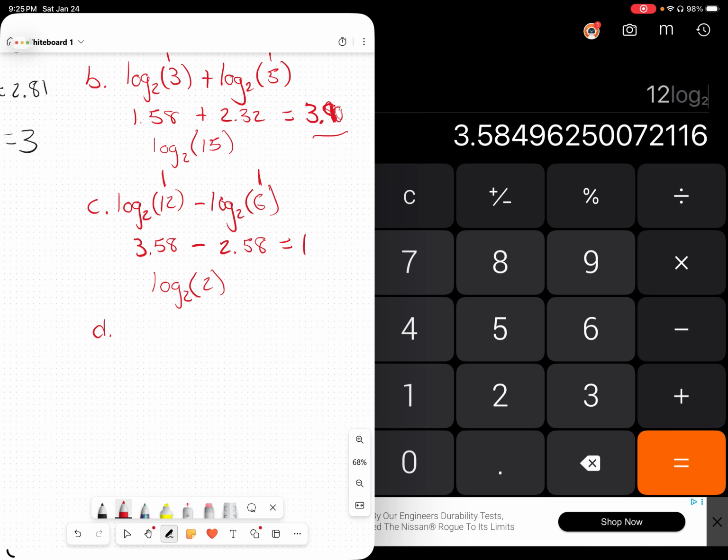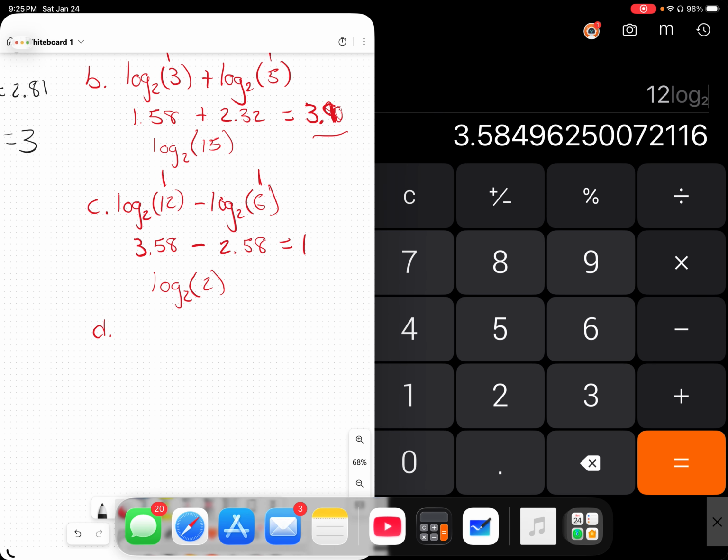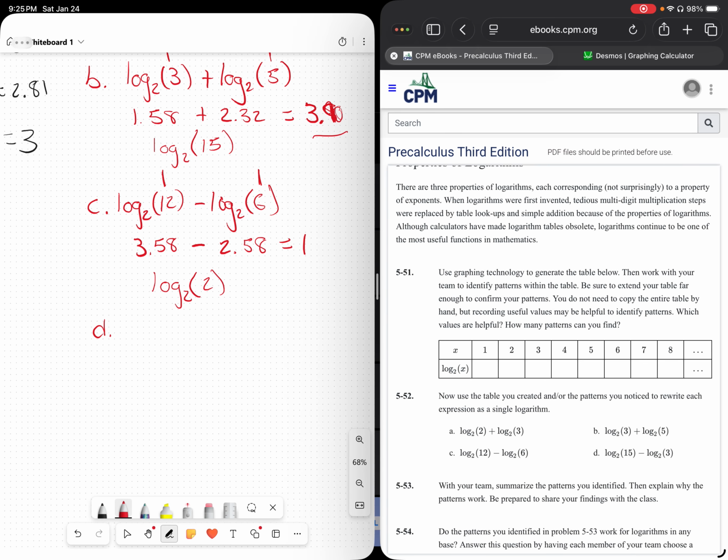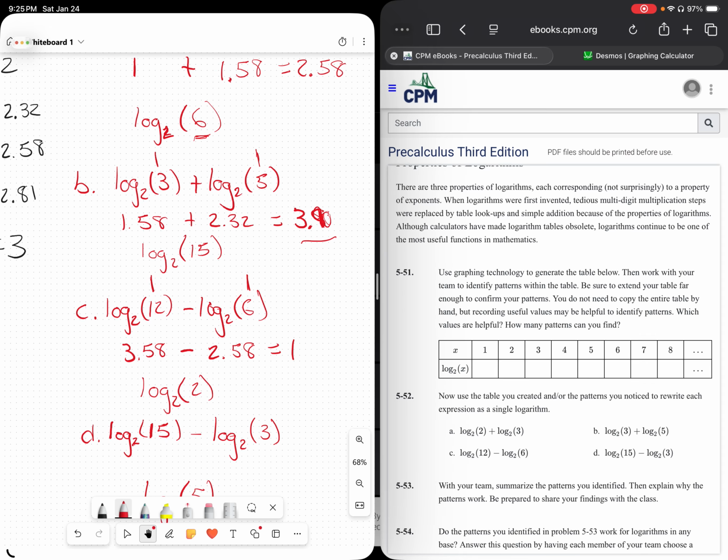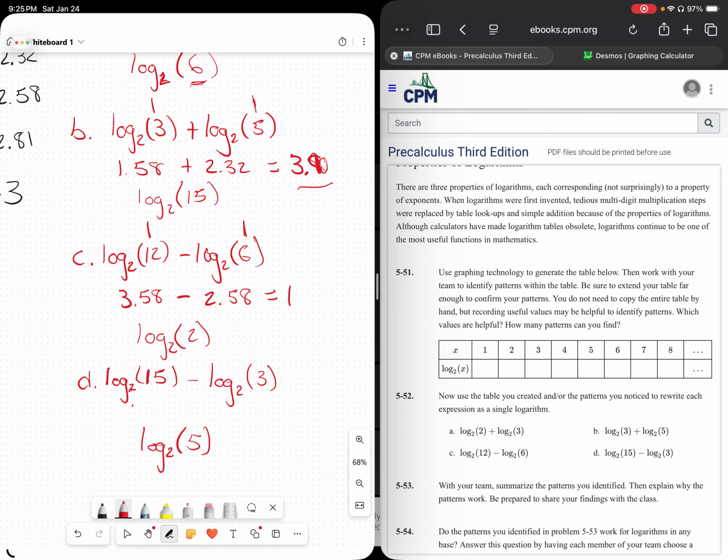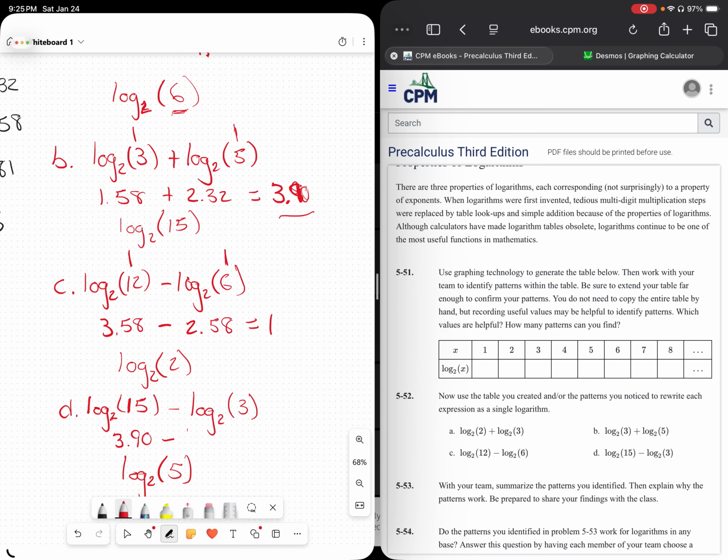So let's look at D and see if we get the same thing here. We have log base 2 of 15 minus log base 2 of 3. If we divide those, we should get log base 2 of 5. 15 was 3.90 and 3 was 1.58.